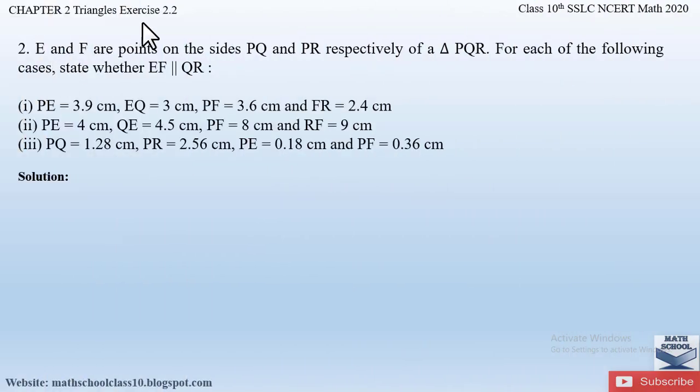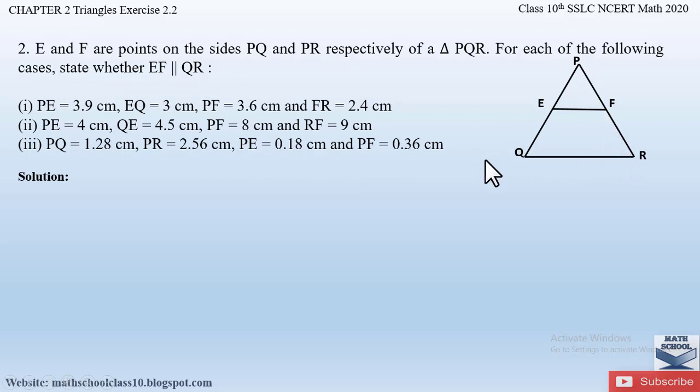Question number 2 from exercise 2.2, chapter 2, Triangles says, E and F are points on the sides PQ and PR respectively of a triangle PQR. So here they are saying there is a triangle PQR. In this triangle PQR, E and F are points on the sides PQ and PR. Now we have to find out for each of the following cases. They have given us 3 cases, and in each case they have given us different values for each side of a triangle. So we have to state whether EF is parallel to QR.